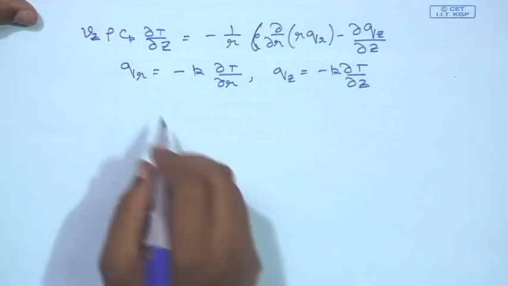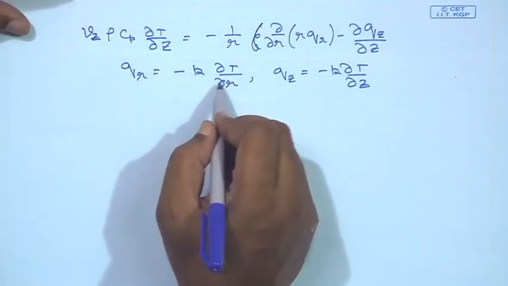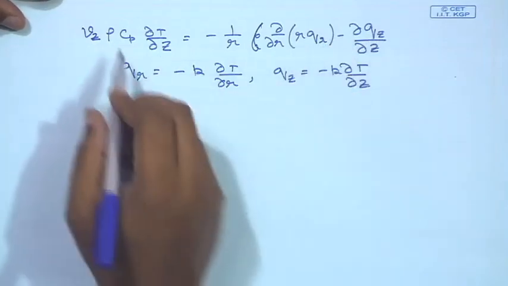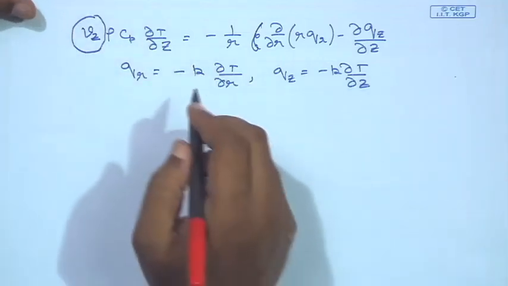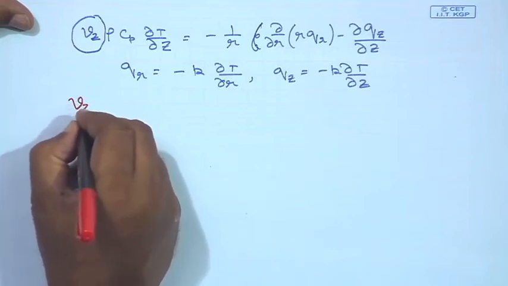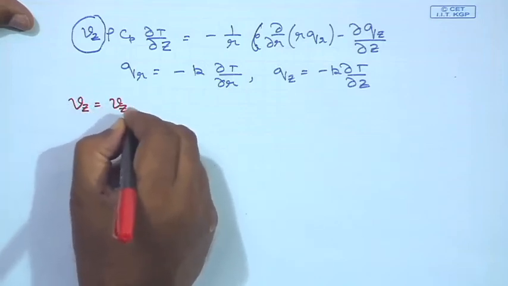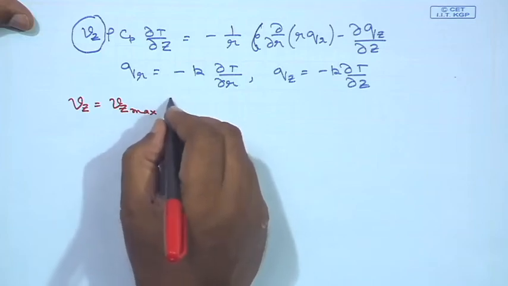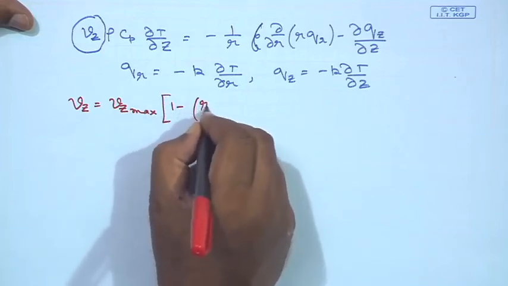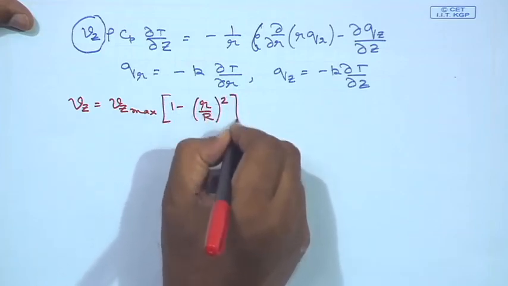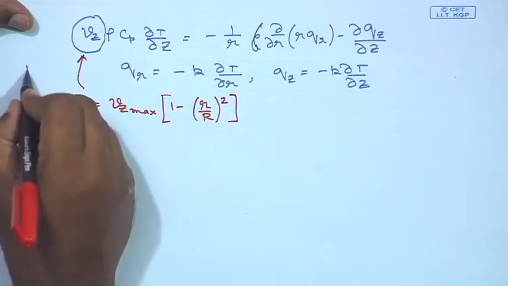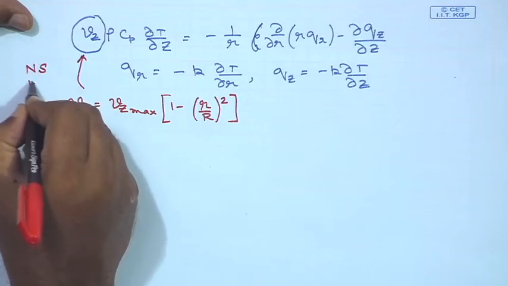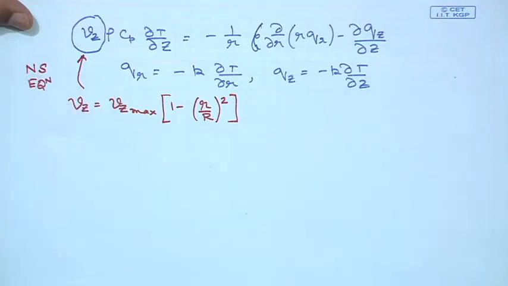This Vz should also come in here. So, when you put the expression of Qr and Qz on the right hand side, and for Vz from our study of fluid mechanics, we know that Vz is equal to Vz max times 1 minus small r by capital R squared, where capital R is the radius of the tube. We plug this in from the solution of the Navier-Stokes equation.